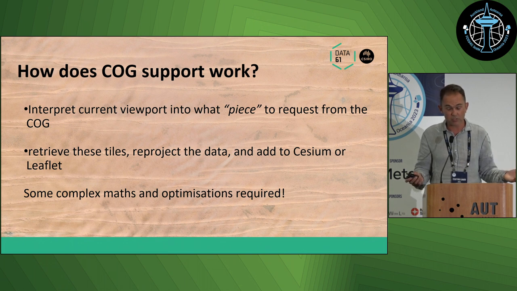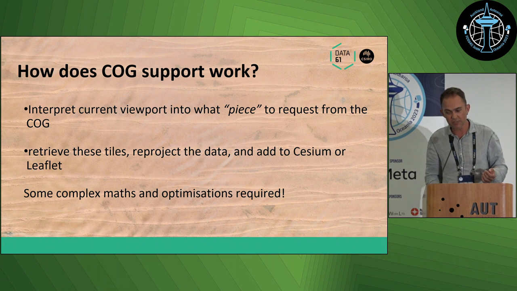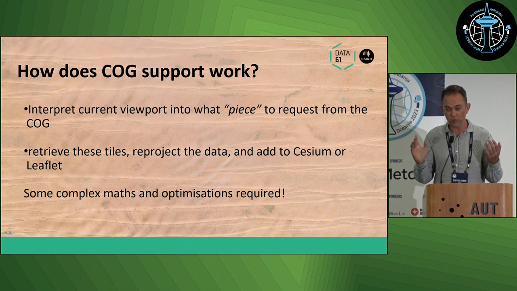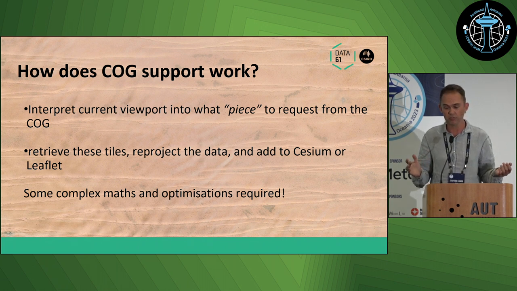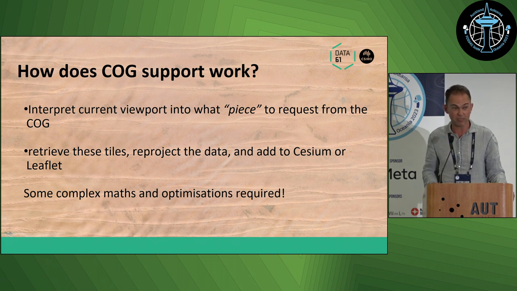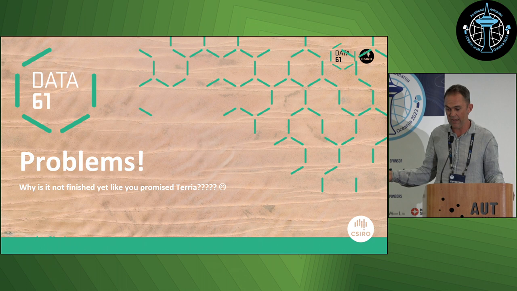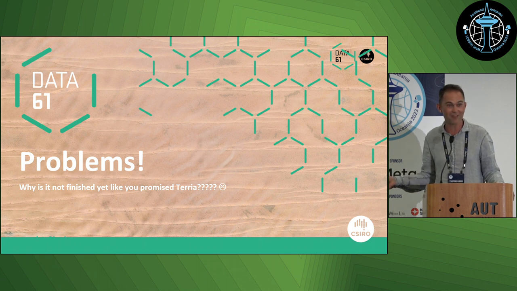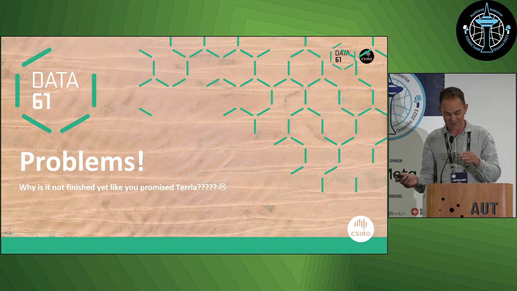So how does our COG support work? And what can't we do yet? Basically, we need to interpret the current viewport into what piece to request from the COG resource. We need to retrieve these tiles, reproject the data, and add it to Cesium or Leaflet. So there's some complex maths and optimizations required for that. And so the problems, why haven't we got there yet? When I submitted this, I thought I would have it done.